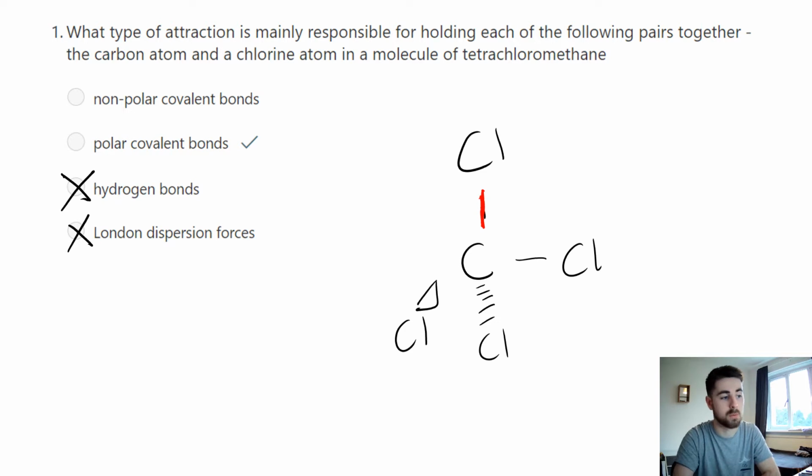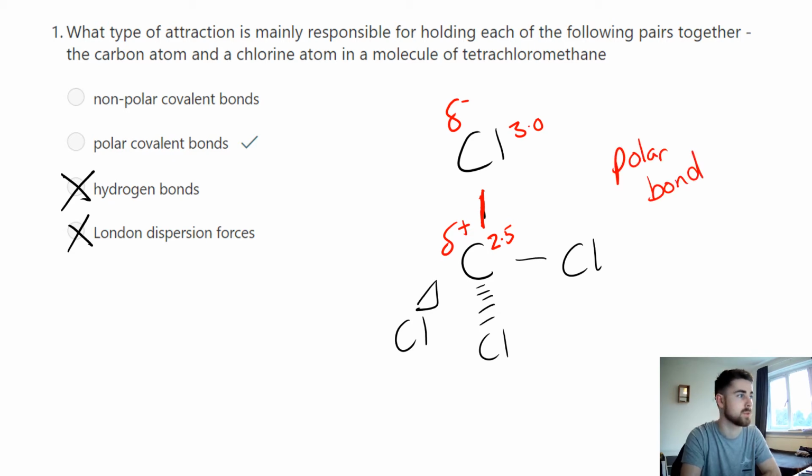And to determine what is polar and what is non-polar in terms of a bond, we need to look at the electronegativity of each of those atoms. So carbon is 2.5, chlorine is 3, the chlorine atom will have a partial negative charge and the carbon atom will have a partial positive charge, so we end up with a polar bond. So the answer here is polar covalent. Okay.